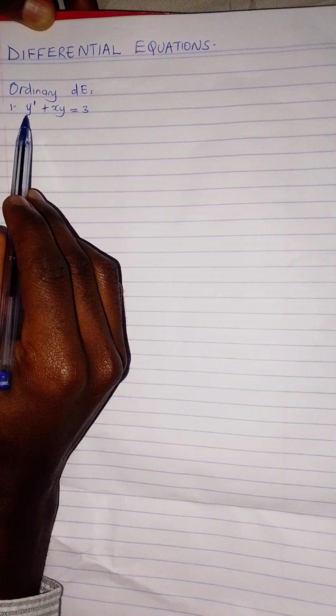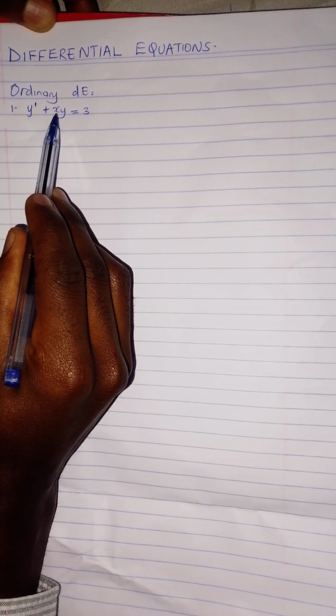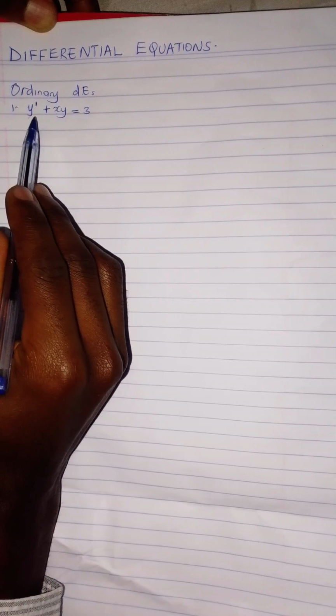Some of the examples we have, number one, we have derivative of y plus xy equaling 3. This is an ordinary differential equation because the unknown function y is having a single independent variable, which is x. This is the unknown function, and this is the independent variable because y is a dependent variable.